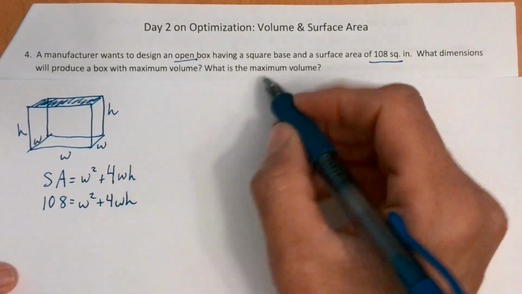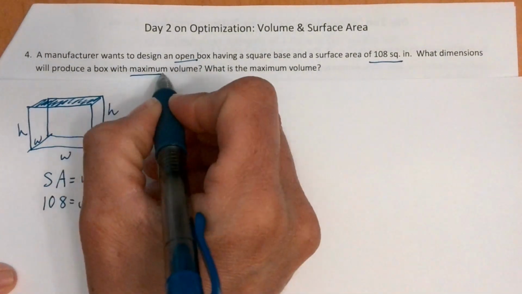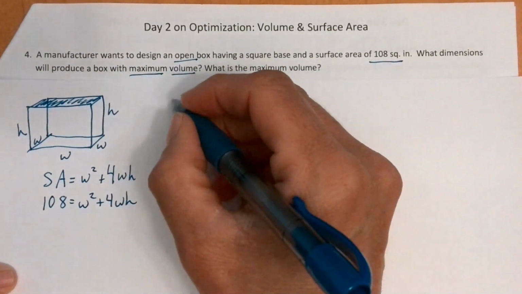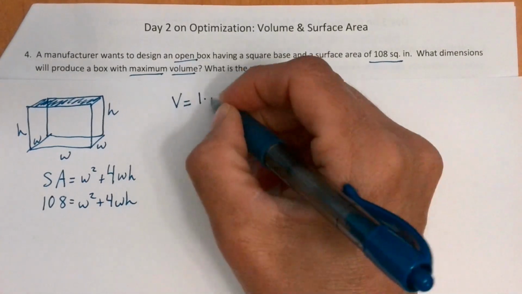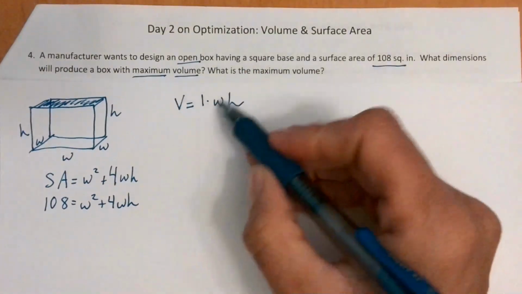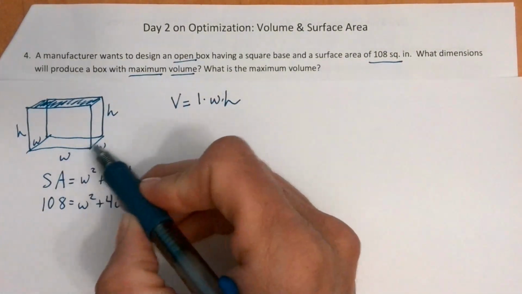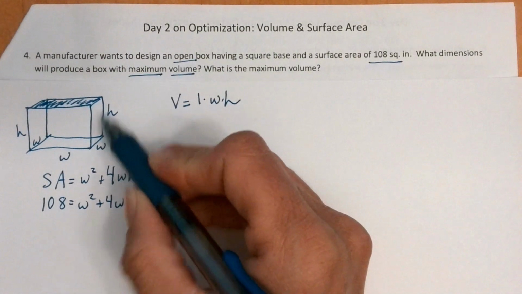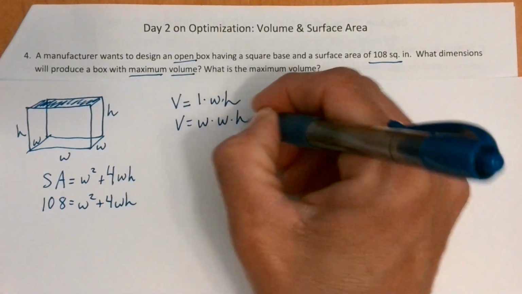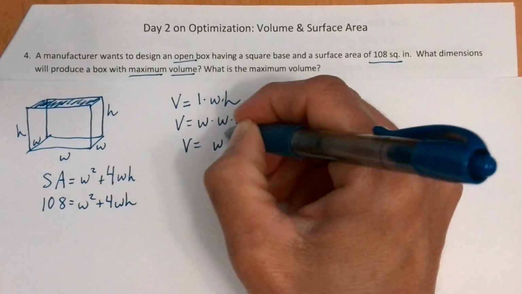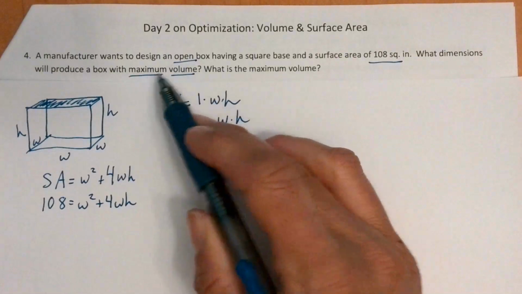All right, next up, they're having us find the dimensions that produce a box with the maximum volume. So next up, I'm going to create a volume formula. And volume is traditionally calculated using length times width times height. But in this case, our length is the same as the width. So I'm going to substitute length with the width, and I'll just clean that up a little bit and call that W squared H. And they're having me find the maximum volume.